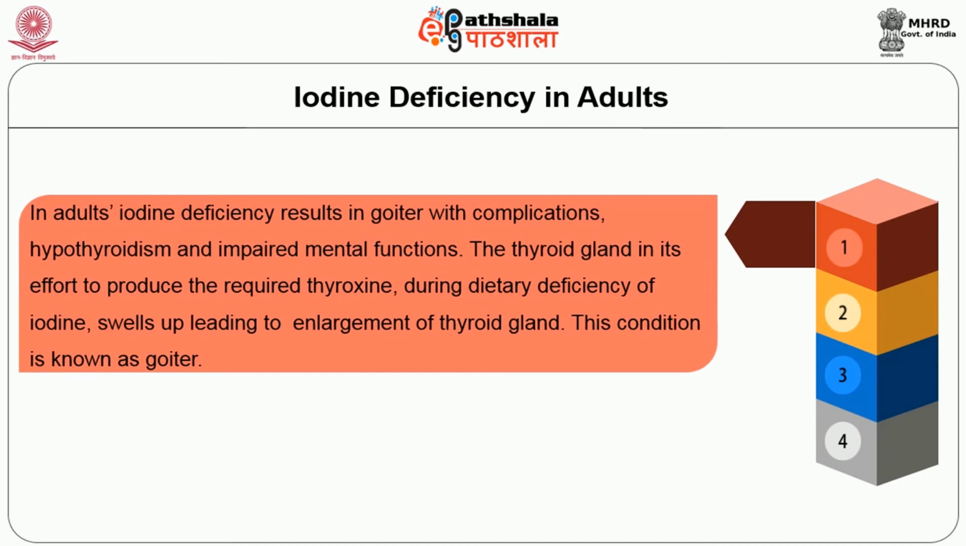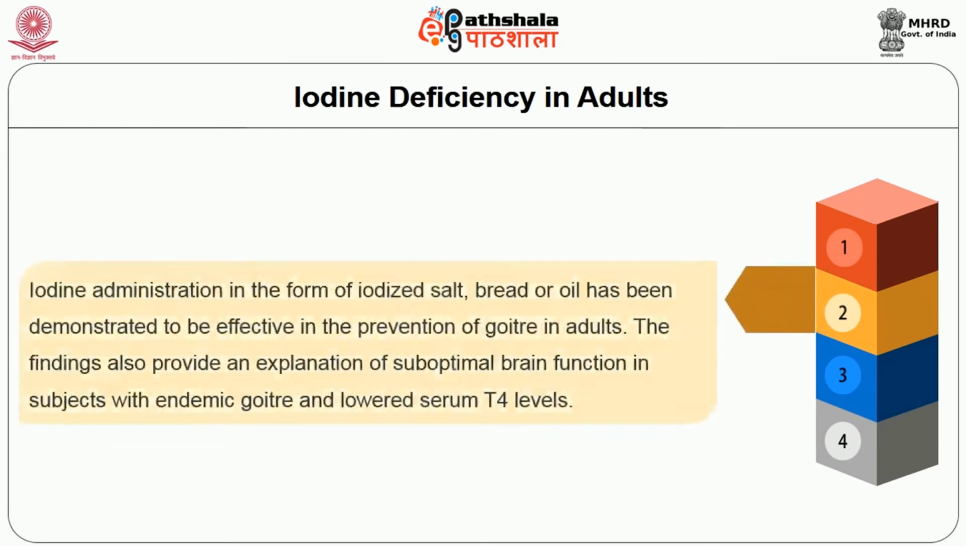The thyroid gland, in its effort to produce the required thyroxine during dietary deficiency of iodine, swells up, leading to enlargement of the thyroid gland, and this condition is known as goiter. Iodine administration in the form of iodized salt, bread, or oil has been demonstrated to be effective in the prevention of goiter in adults. The findings also provide an explanation of suboptimal brain function in subjects with endemic goiter and lowered serum T4 levels.